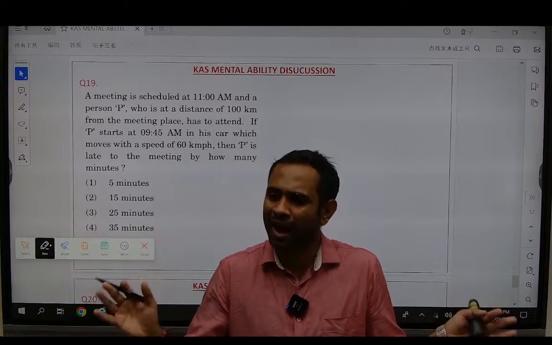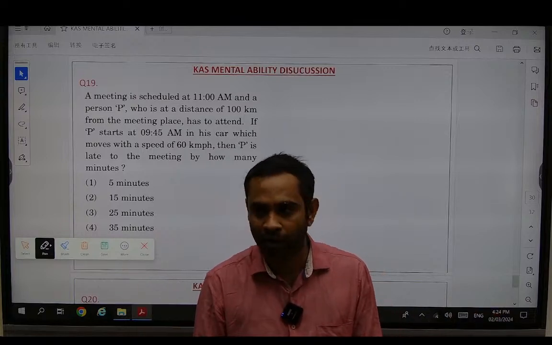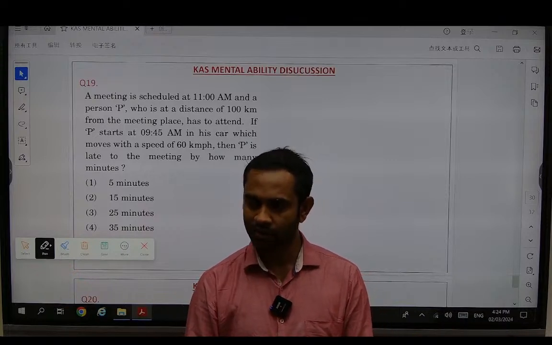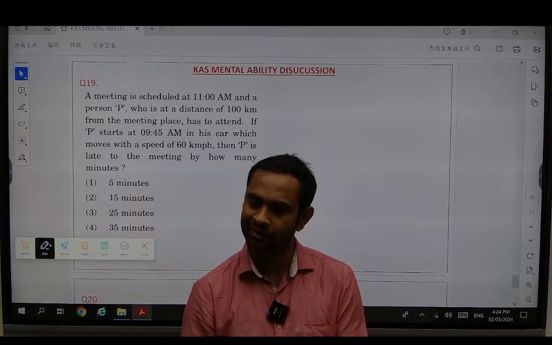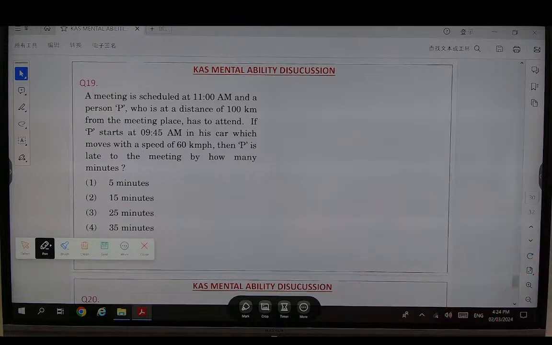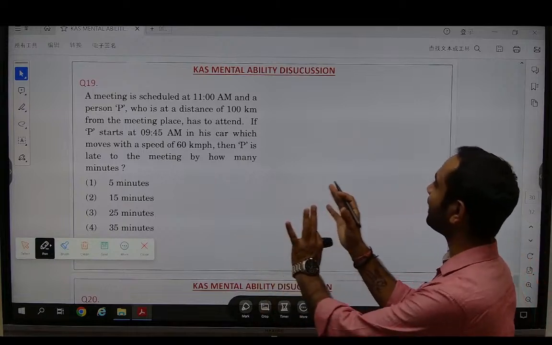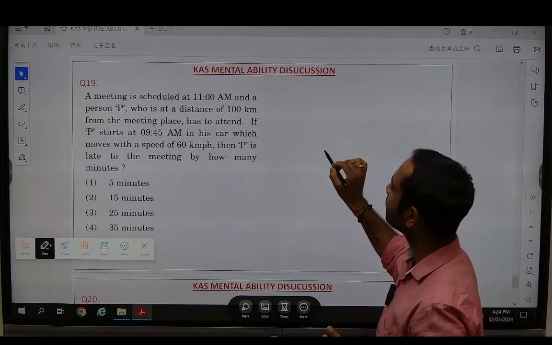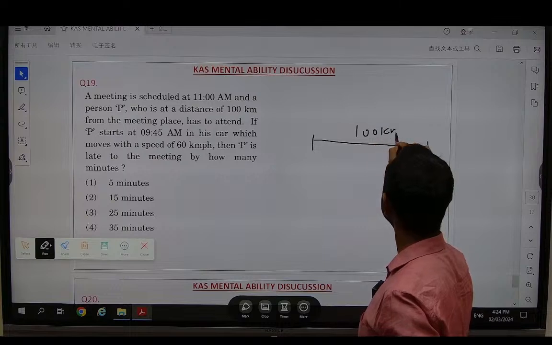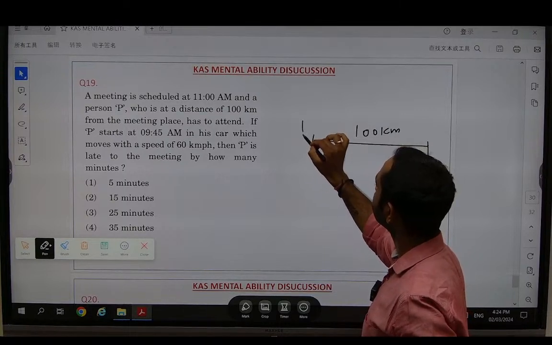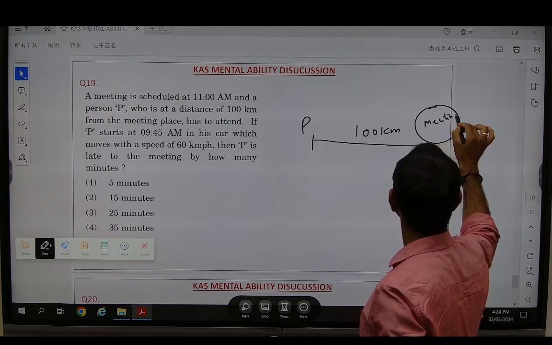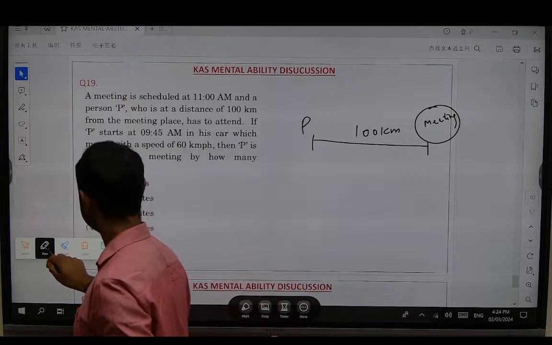They cannot hire someone who will come, write the exam, and go away. Obviously, even if you become a case officer or tahsildar or anything, you have to use your mind, right? Otherwise somebody will just come and sign here. So they need someone who uses at least a little bit of mind. Okay, fine. A meeting is scheduled at 11 a.m., and a person P is at a distance of 100 kilometers from the meeting place.